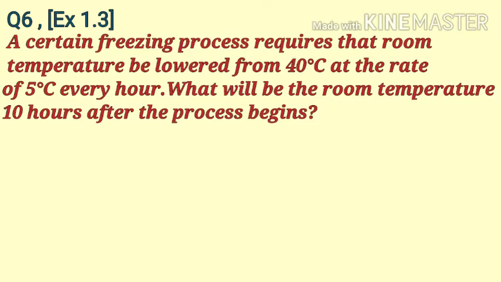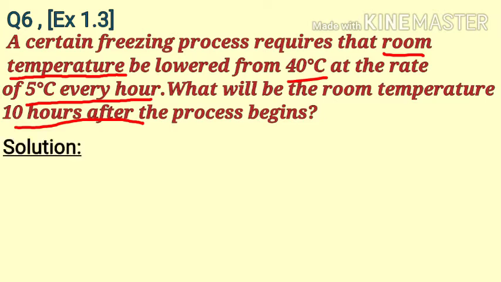So here in the question we are given that initially room temperature is 40 degrees Celsius. Then after every hour it is decreasing by 5 degrees Celsius. Now we are to find out what will be the temperature of the room after 10 hours. So let's write the solution.